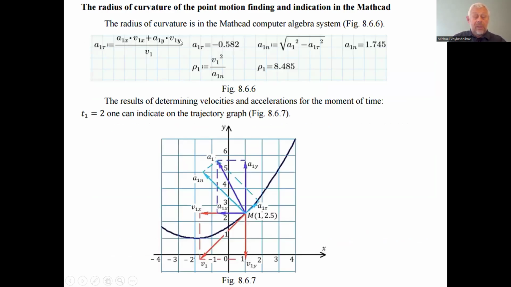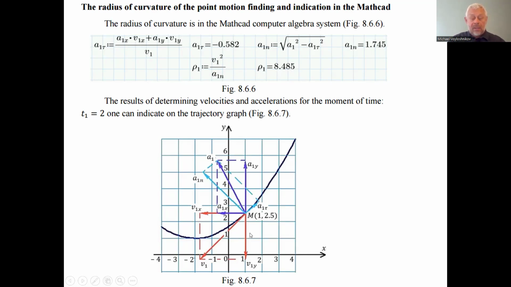Tangential acceleration. This is a scalar product of the acceleration by the velocity divided by the velocity magnitude. We can find the tangential acceleration. Next, we can find normal acceleration by use of the Pythagorean theorem. So we can find the radius of the curvature at the assigned point. The radius is the squared velocity magnitude divided by the normal acceleration. So we can find that the radius of the curvature is equal to 8.485.